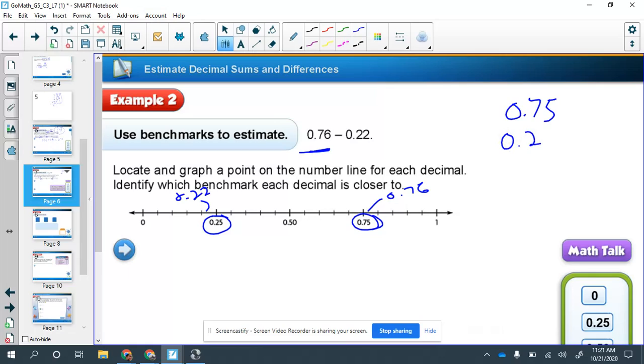And so if I have 75/100 minus 25/100, or 3 quarters minus 1 quarter, I'm going to be left with 2 quarters, which is worth 5/10 or 50/100, right? Because 5 minus 5 is 0, 7 minus 2 is 5. So that would be my estimate.